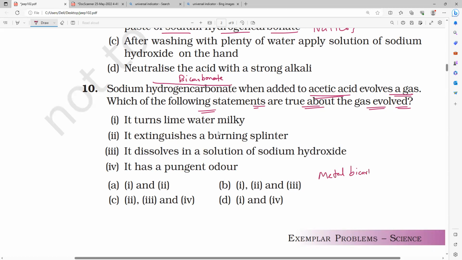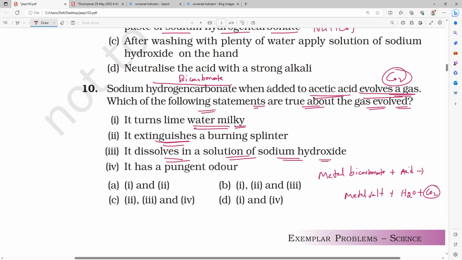When a metal bicarbonate reacts with an acid, we'll get metal salt plus water plus CO2. Now I identify the evolved gas as CO2. So CO2, when it passes through calcium hydroxide, turns it into what? Milky. Option A, sir. It will extinguish the fire and it will dissolve in a solution of sodium hydroxide.